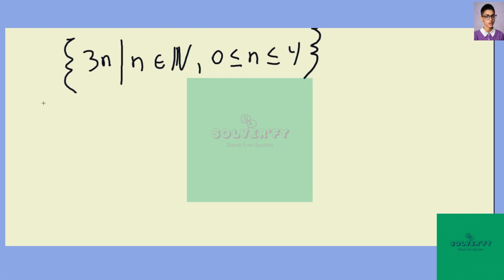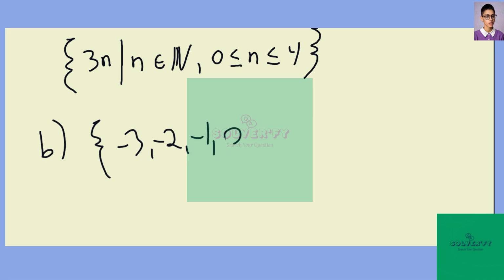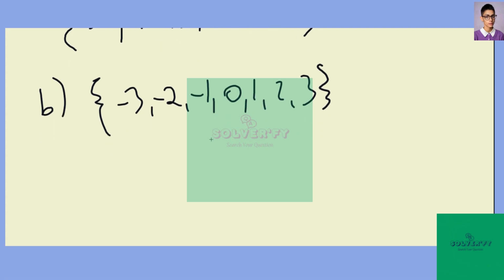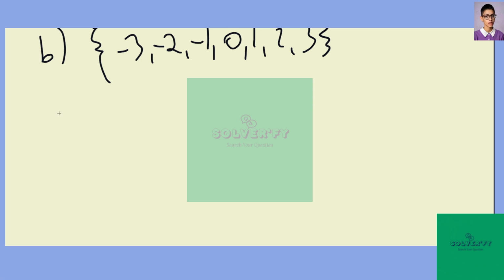Okay, now for part B, let's consider the set. So we have the set -3, -2, -1, 0, 1, 2, and 3. So again, let's look at a property that all the elements of the set have, and we see that, well, clearly these are all integers, right? Starting with -3 and ending with 3. These are all consecutive integers going from -3 to 3. So we can write this set as follows.